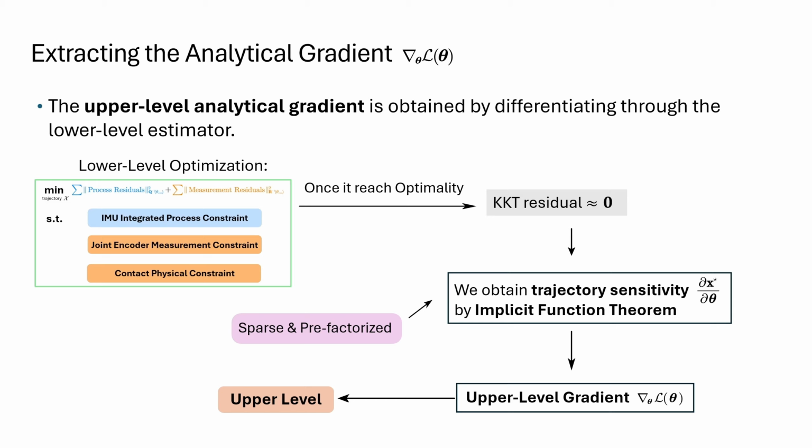Instead of using expensive numerical differentiation, we differentiate through the estimator analytically. Once the lower level problem is solved, its first-order optimality condition is approximately satisfied. We obtain the trajectory sensitivity by differentiating the KKT system through the implicit function theorem. With this trajectory sensitivity, we apply the chain rule to obtain the analytical upper-level gradient. This analytical gradient is then used in the iterative linearization step to update theta.